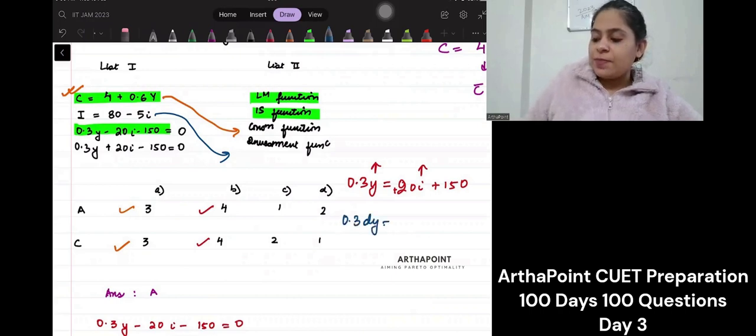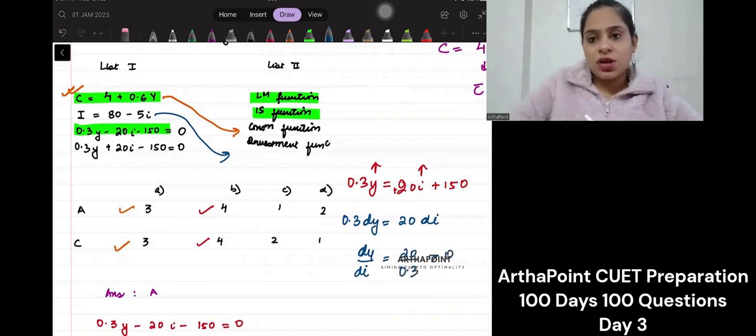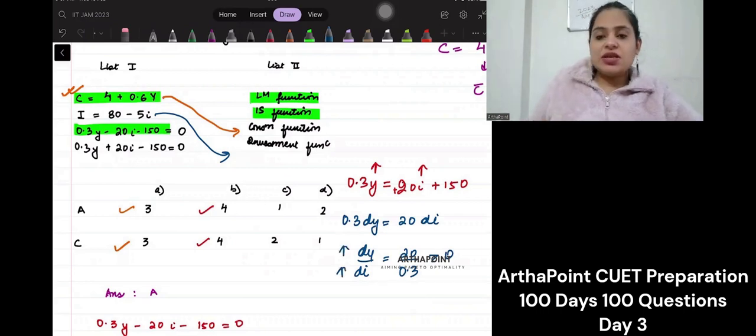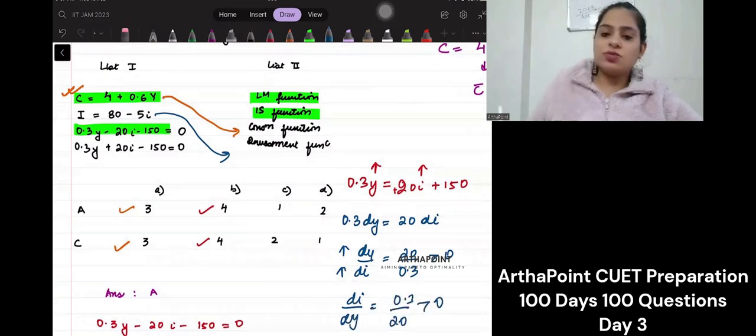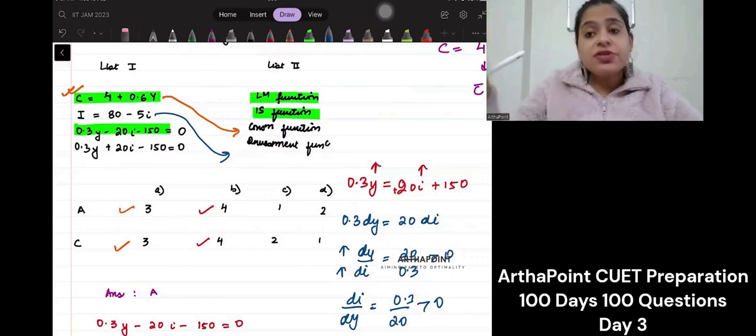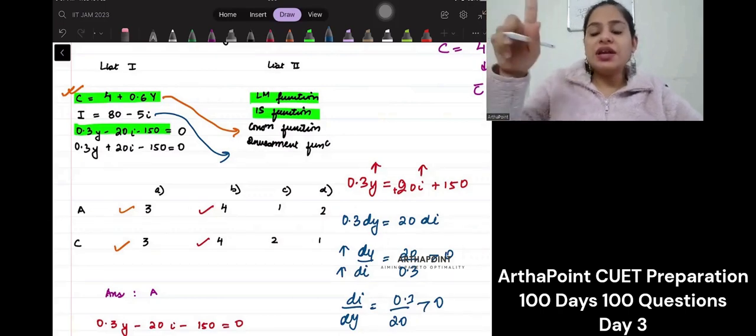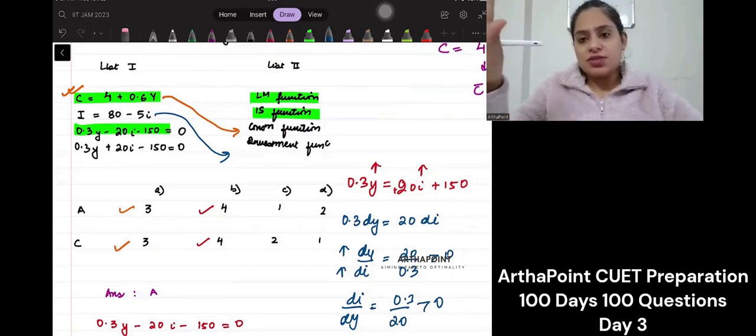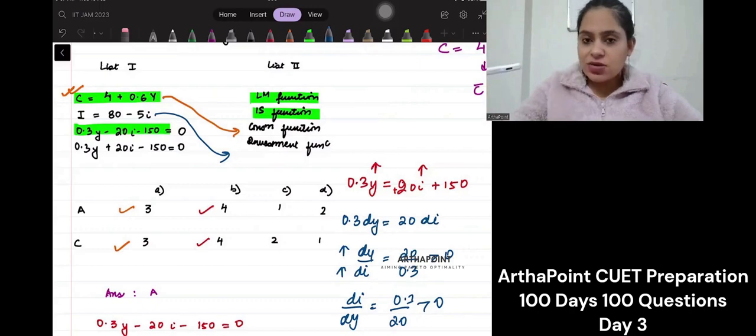0.3 dy is equal to 20 di. So dy by di, this is 20 by 0.3, greater than 0. If interest rate increases, income is increasing. Yeah, di by dy, that is 0.3 by 20, greater than 0. There is a positive relationship between interest rate and income. समझ में आया ये बात? Are we clear on this?